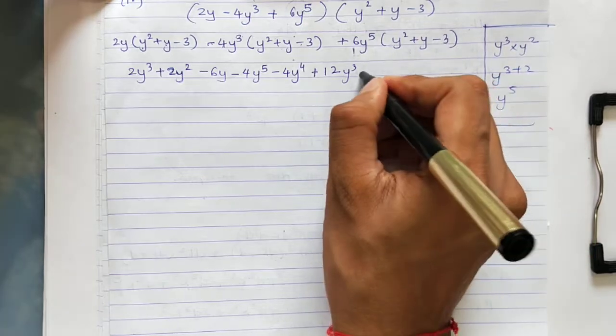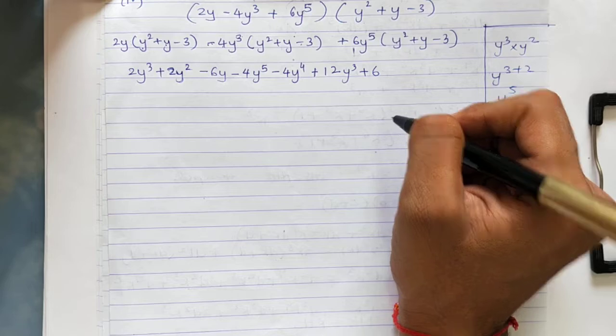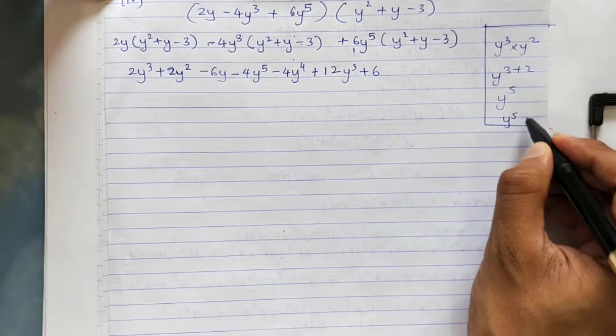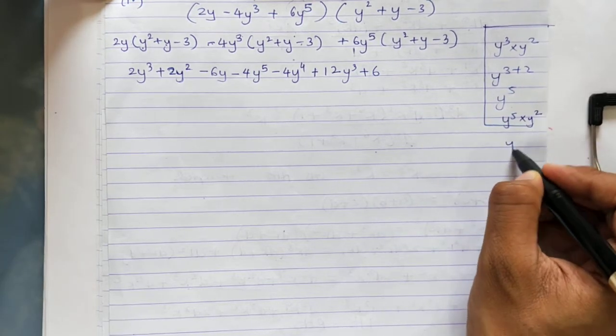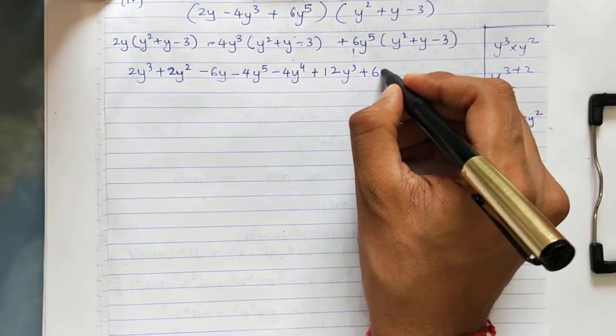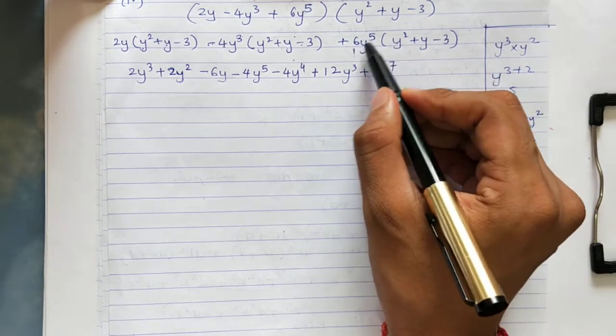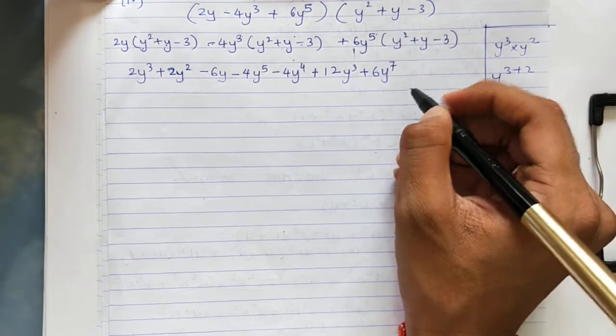Then let's open this bracket. 6y5 into y square. y5 into y square means y 5 plus 2, that is 7. So this is 6y7. Then 6y5 into y.